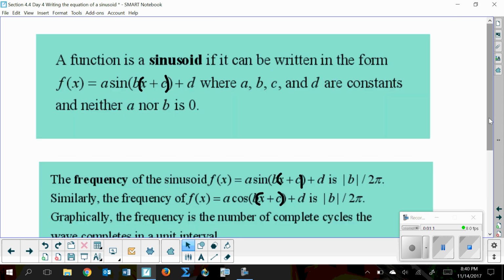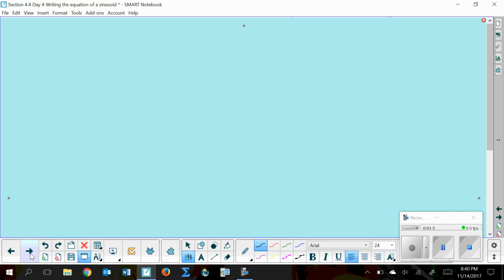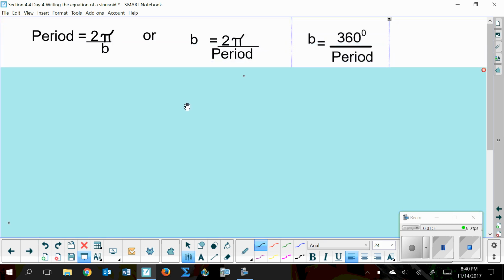So what we're going to be doing today is we're going to look at graphs and be able to write a sinusoidal function for it, kind of in this form: A sine of the quantity b times x plus c, plus d. And we're going to see what each of those letters mean and how you find them. So to start off, I wanted to give some background information.